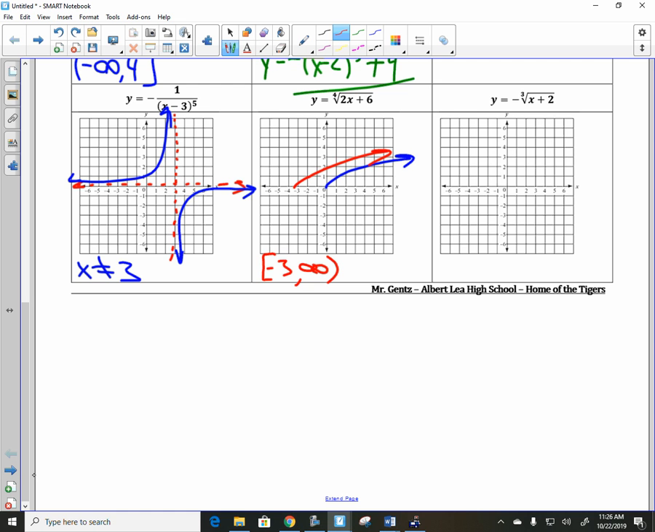We'll do a few more together. That one's a cubed root, right? We know what the cubed root looks like. What's the transformation? Vertical flip and left 2. That's what I heard.